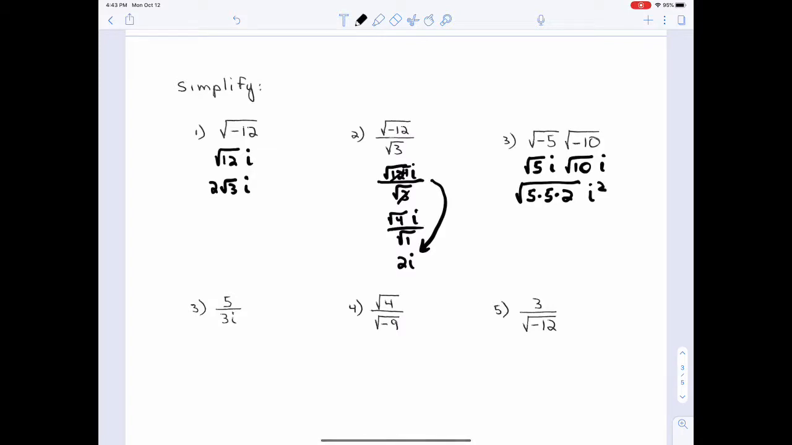Well, let's take the square root of the 5 times 5, which is 5. Square root of 2 is just square root of 2. And now what's this i squared? It's negative 1. Okay?